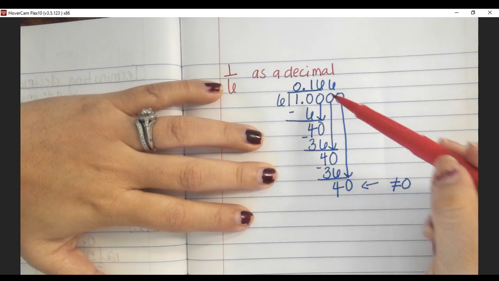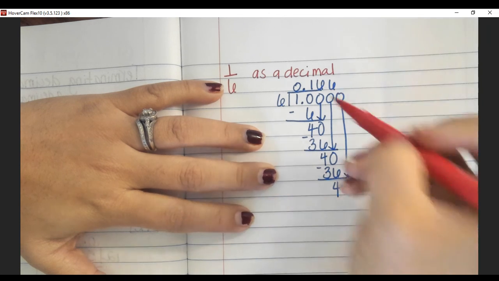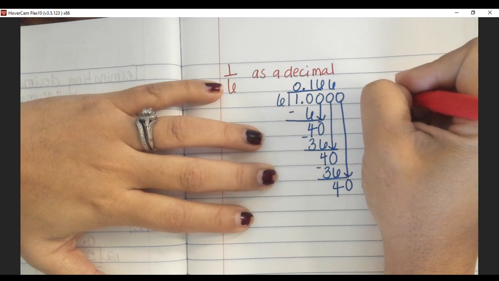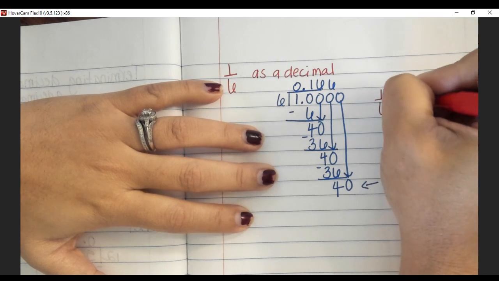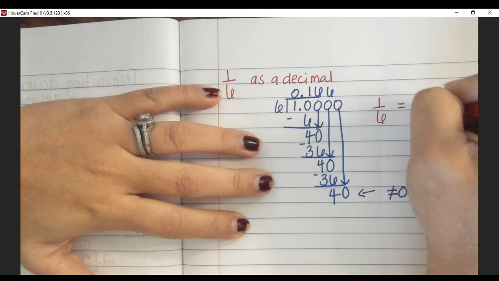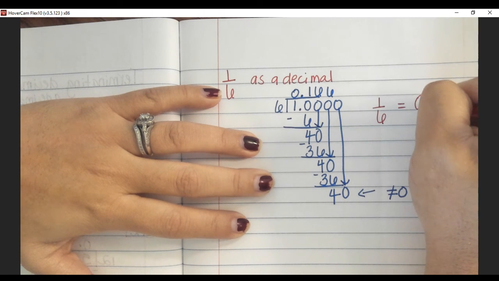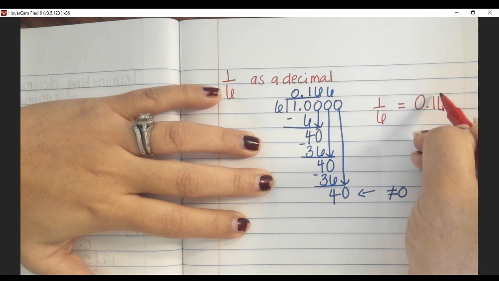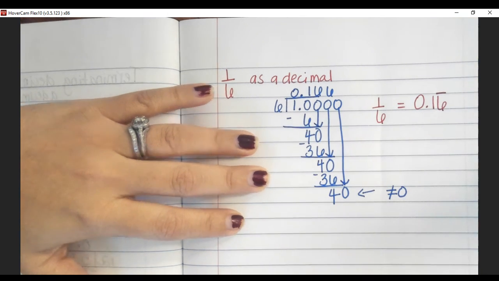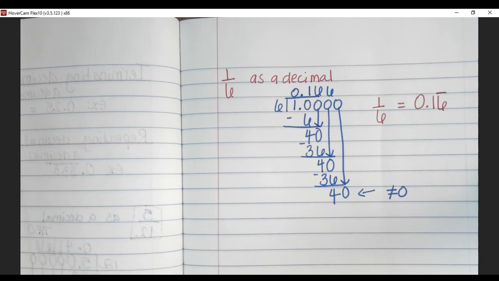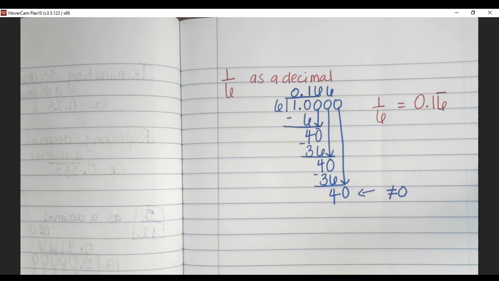So what digit kept repeating over and over again? This 6. So 1/6 expressed as a decimal is the same as 0.16, and the 6 is repeating. So that bar notation goes over that 6. Okay, so that's what we're going to do.